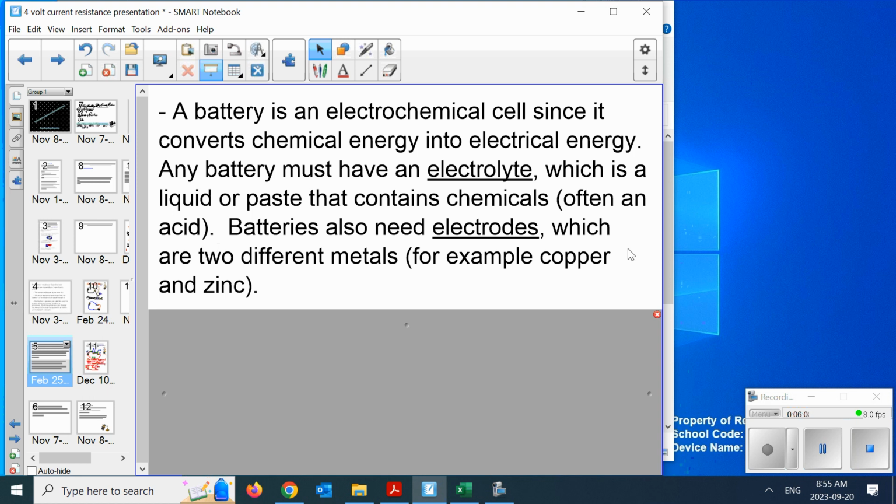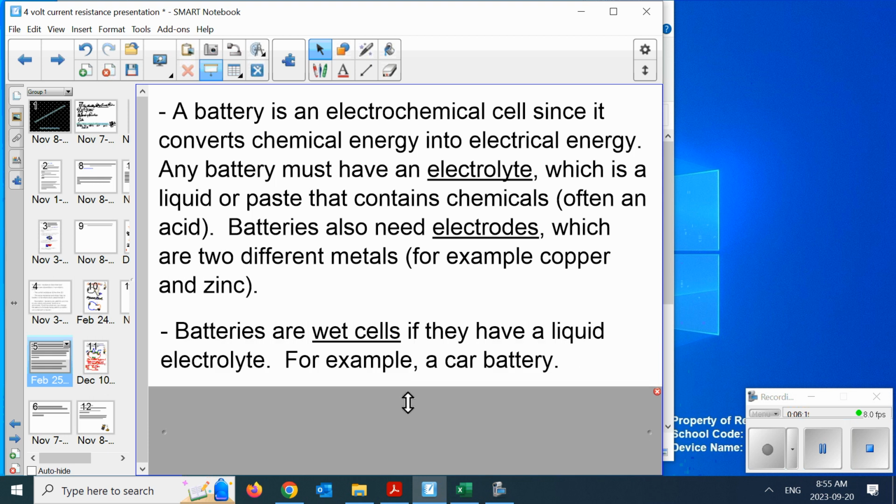Batteries also need electrodes, the positive and the negative, and they're two different metals. Copper and zinc are the kind used on Duracells. Batteries are wet cells if they have a liquid electrolyte. Car batteries actually have liquid sloshing around in there. And I'll pause it here. The dry cell is the next thing.